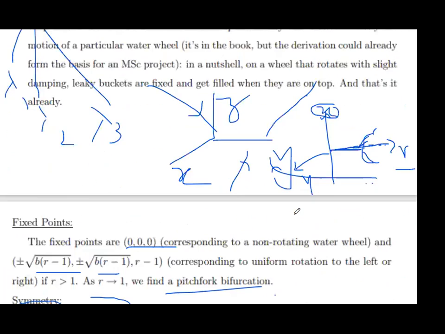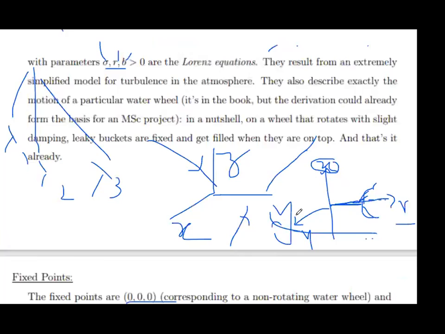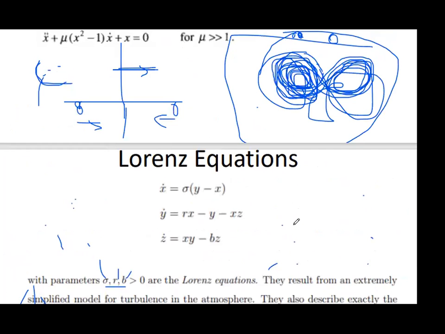So volume contraction. Yeah, this one is also important. So this is your system, right? We showed that when you vary r from 0 to 1, you have only one fixed point, which is the origin. So the origin is a stable point.